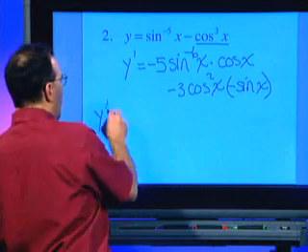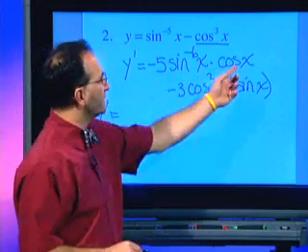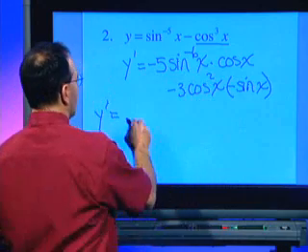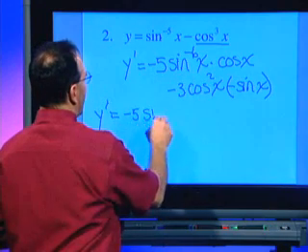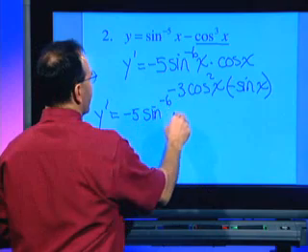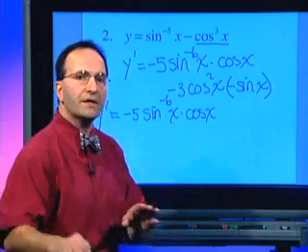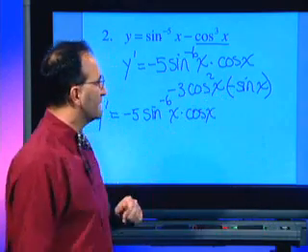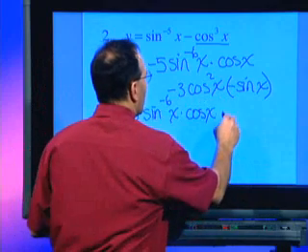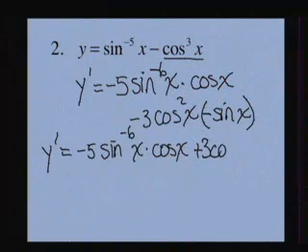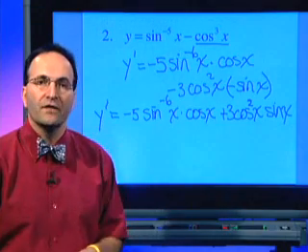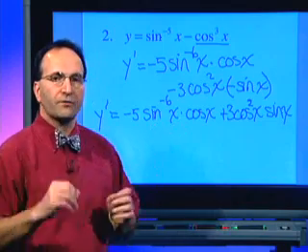We can write y prime is equal to, and in the first case, nothing simplifies in that term. So we have -5 sine to the -6 x times cosine x. But now what we can do with the second term is we have a negative times a negative. So that's going to be plus 3 cosine squared x times sine x. And that's our derivative using the chain rule twice, once for each term.